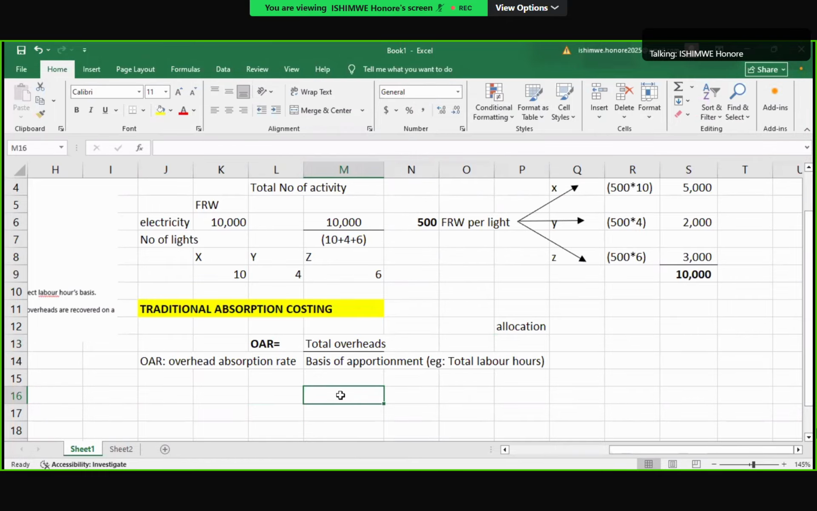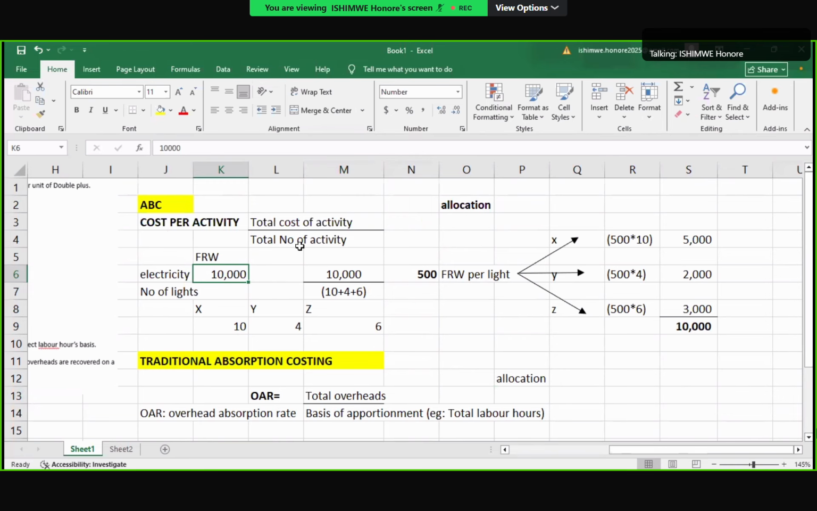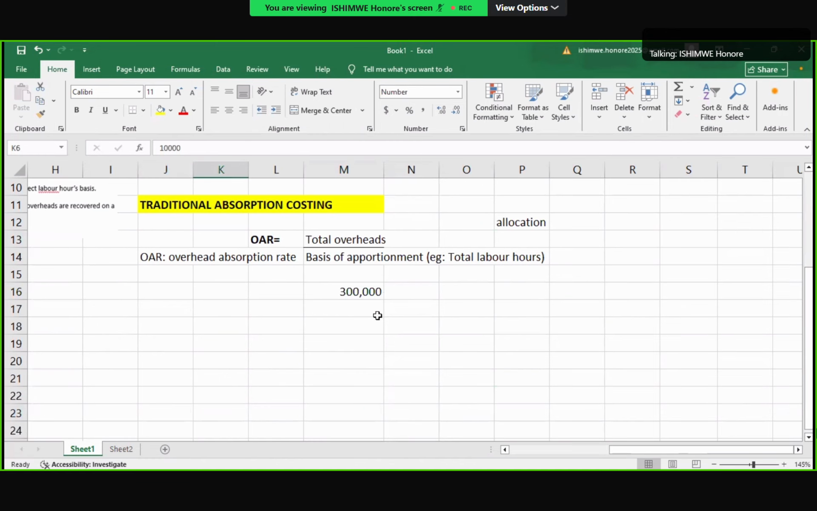The total overhead might be, let's say, 300,000. It is the total overhead. Where is it different from the first one? The first one was the cost of activity. Remember, the overheads are the totality of all activities.